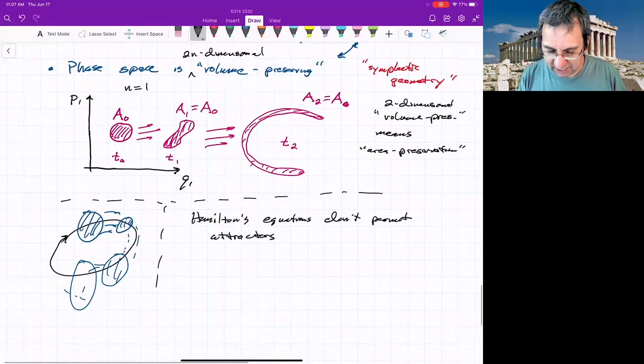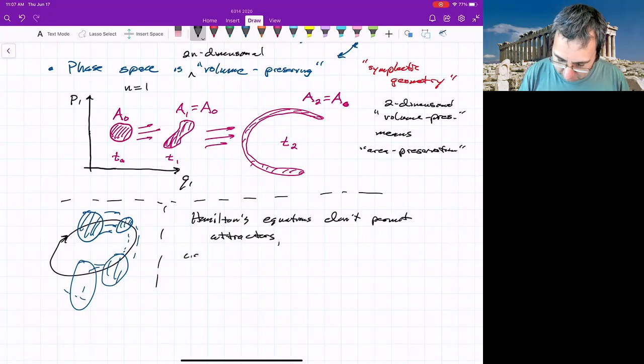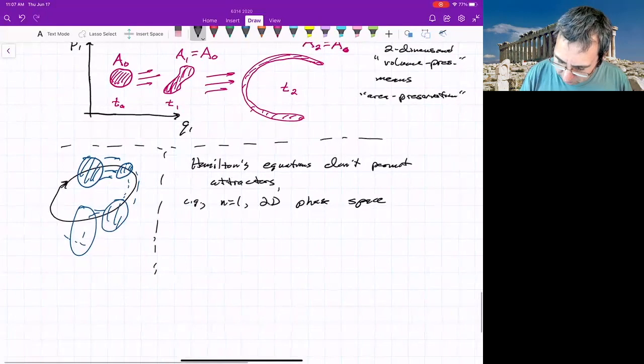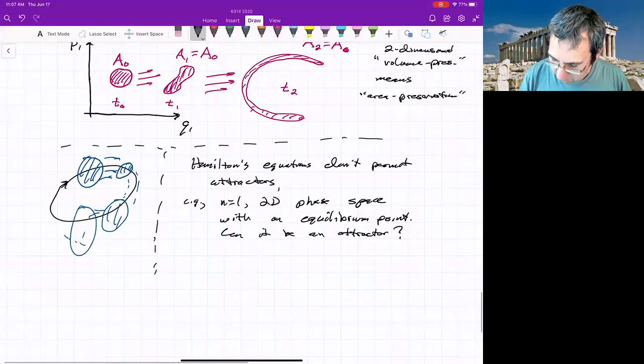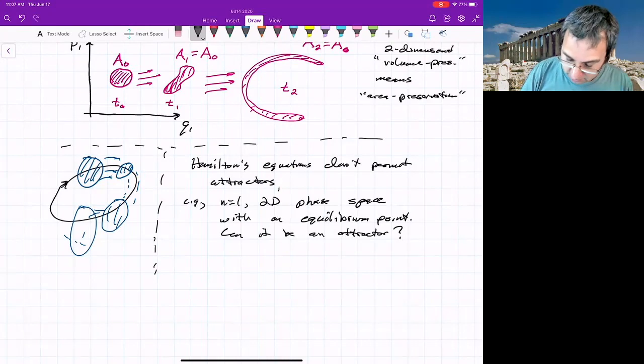So this is kind of easiest seen in a situation like this. Suppose we've got n equals one, so 2D phase space. Do we have a 2D phase space with an equilibrium point? Can it be an attractor? Meaning, are there states that would kind of spiral into it? And the answer is no.